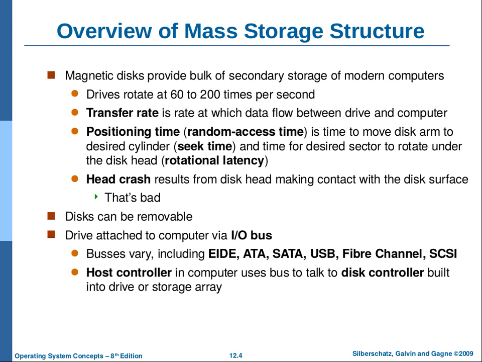Transfer rate is how data flows from one to another. Position time, this is for random access, is how to move the arm to the desired cylinder, which is seek time, and then of course your disk has to rotate to the correct location. And then a head crash results from the disk head making contact with the disk surface. They say that's bad. Why is that bad? Scratches it and destroys it. Yeah, not a good day.